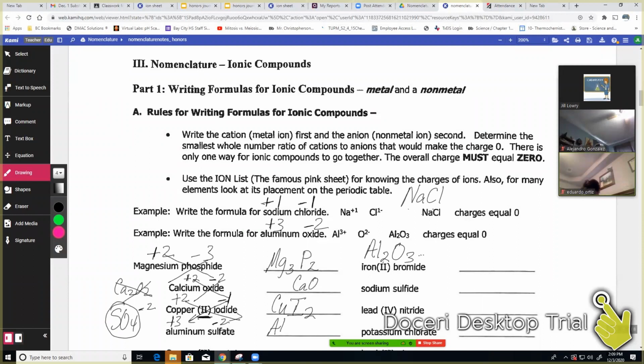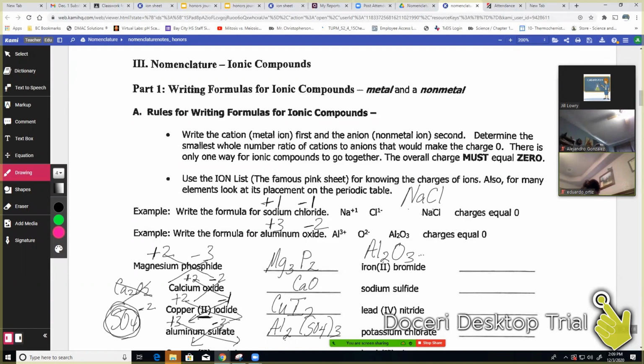So Al2. And then I need to put all of my sulfate in parentheses because on the outside, what subscript does it need? It needs a 3 because this is 2 times, yeah, they switched. 2 came over here, 3 came over here.